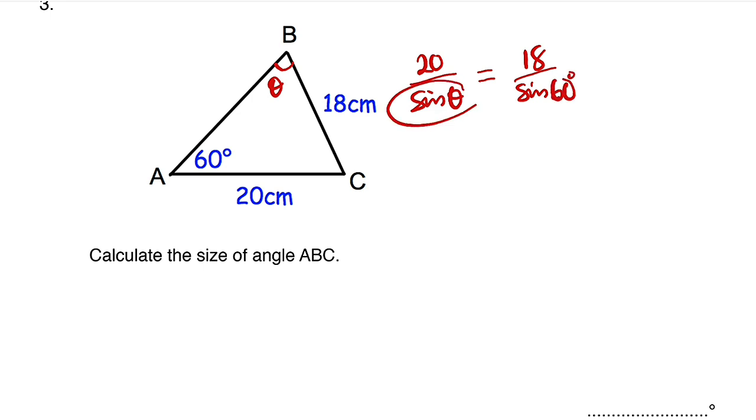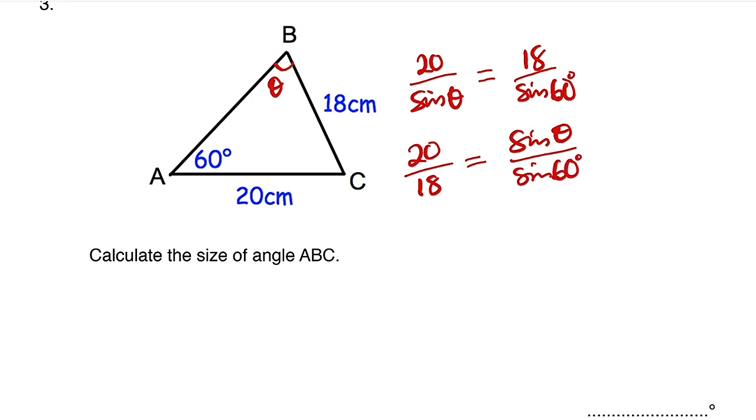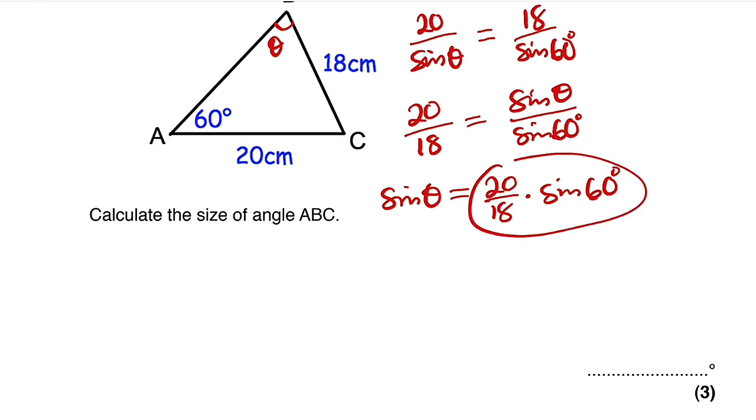So how can we make sine of theta the subject? First of all, I would like to switch this and this. It's possible, right? Mathematically, we have 20 divided by 18 equal to sine of theta divided by sine of 60 degrees. Then I'm going to multiply both sides by sine of 60 degrees. So we have sine of theta equals 20 divided by 18 multiplied by sine of 60 degrees. Let me simplify this before we take sine inverse to find our theta.